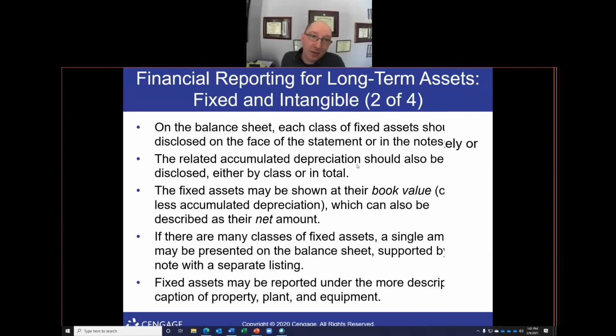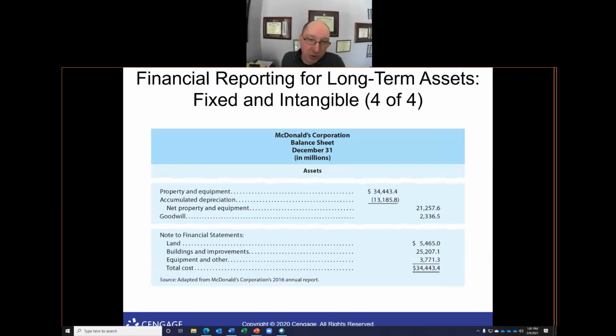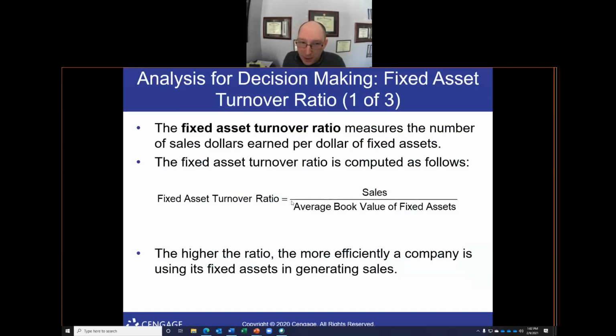On the financial reports, it works the same exact way. They're still assets, so therefore we still debit. They still carry a debit balance.